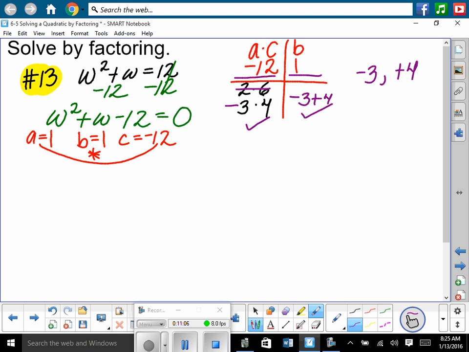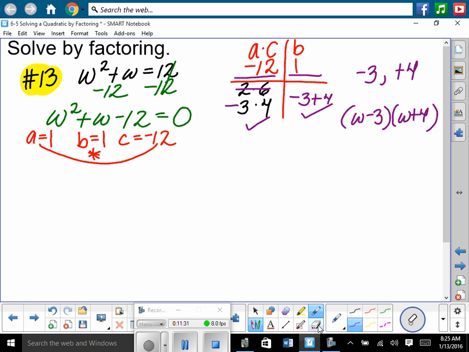So I'm going to do this the long way to remind us how to do this, because this is actually quick factoring, right, everybody? Because our a value is 1. So those of you that like quick factoring, we know that this is going to factor to be w minus 3 times w plus 4. Everybody that likes quick factoring, raise your hand. Okay, awesome. So we know it's going to factor to be that.